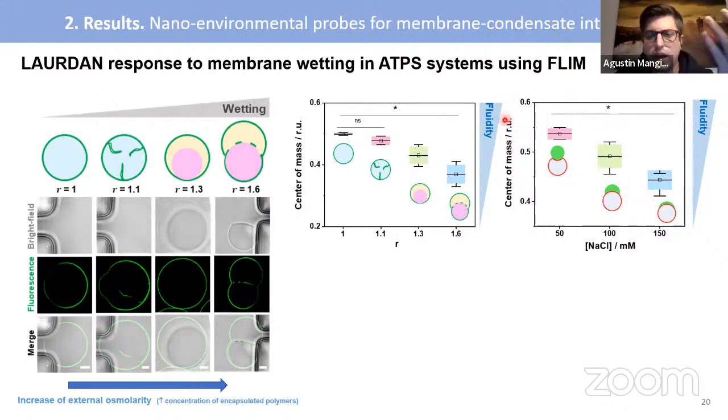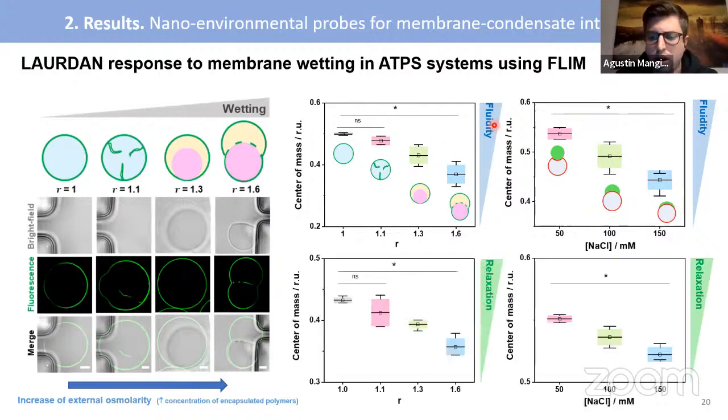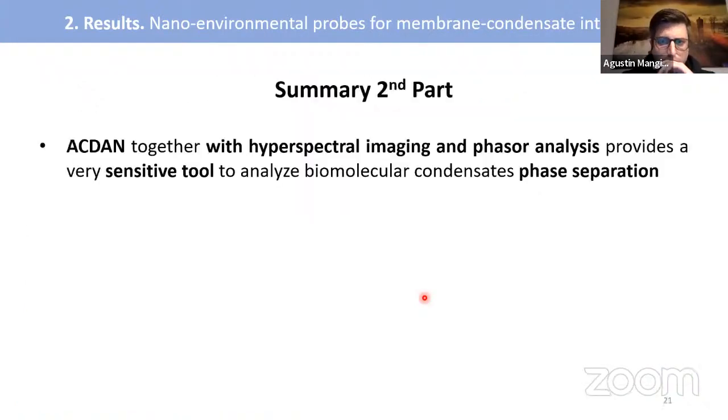And with FLIM, you can separate the contributions from the polarity and the dipolar relaxation. And here is the dipolar relaxation for the two systems. In both cases, the dipolar relaxation follows the same trend as the polarity. So the membrane is becoming more packed and more dehydrated when you increase the wetting of the system.